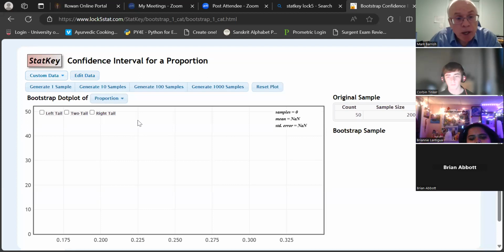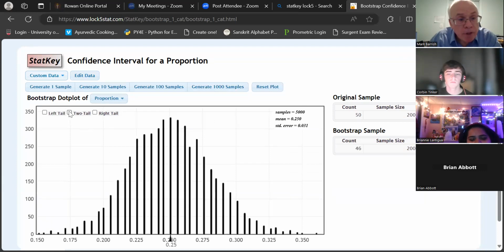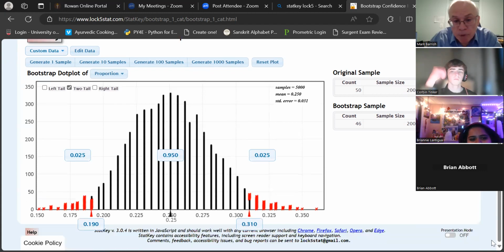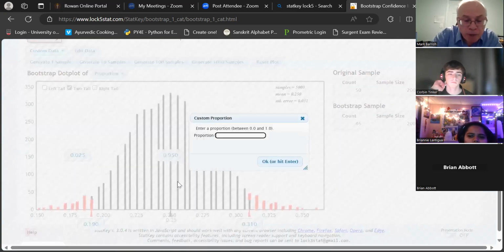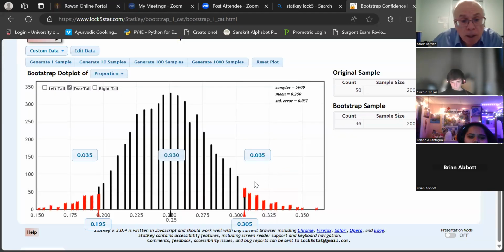And by the way, if I wanted 5,000 samples, I'm just going to click 1, 2, 3, 4, 5. Here's 5,000. And here's my 95% confidence interval. Okay. And notice it gives me the numbers down here. And if I wanted to create a 93% confidence interval, then I'm just going to type in 0.93 here and click OK. And here's a 93% confidence interval. All right. So you get the idea?